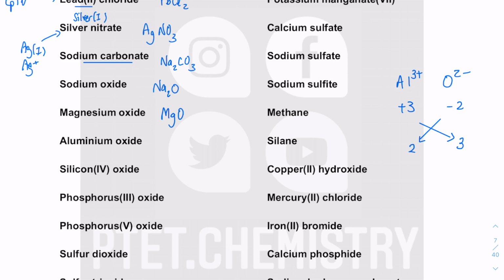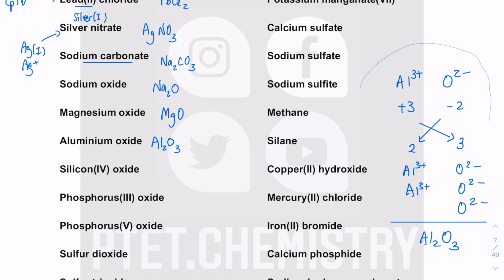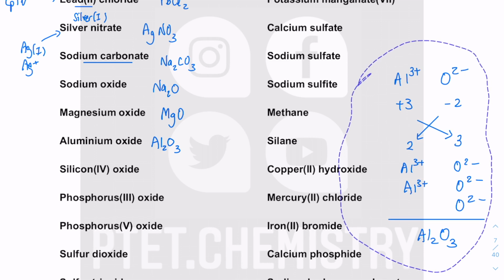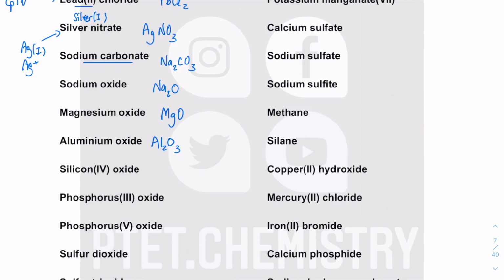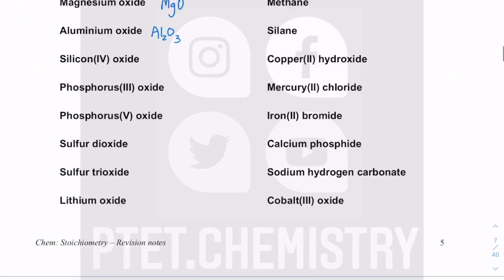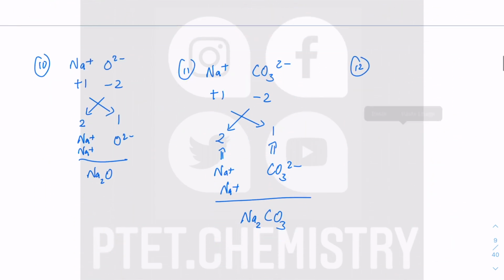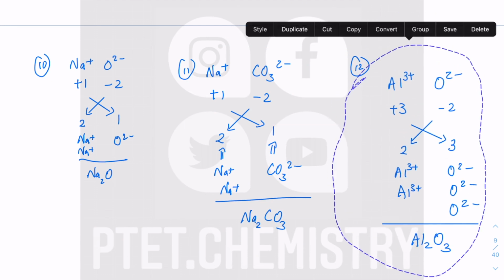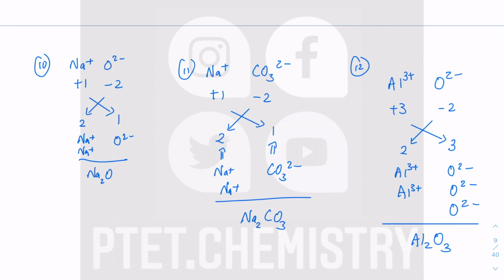So that means you need 2 of the plus 3 and you need 3 of the minus 2. So you need Al3 plus, Al3 plus, and you need O2 minus, O2 minus, O2 minus, such that your formula becomes Al2O3, that is aluminium oxide. These common formulas should really become part of your vocabulary, because they are important case studies that you will have to do later on in other topics, including electrolysis, as well as chemistry of metals, that kind of stuff.